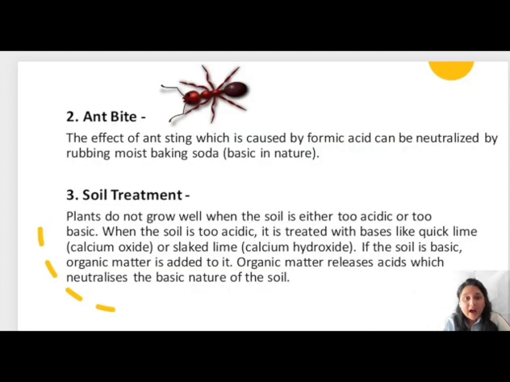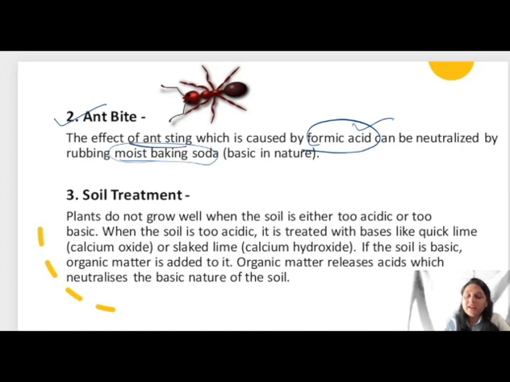Now our next example is the ant bite. You already heard why we talked about the ant bite in the first slide: when ants bite, they cause formic acid. To neutralize the effect of formic acid, we rub moist baking soda. Why? Because baking soda is basic in nature. Putting it on the affected area neutralizes the formic acid, so we use it to get rid of the itchiness or redness when an ant bites.